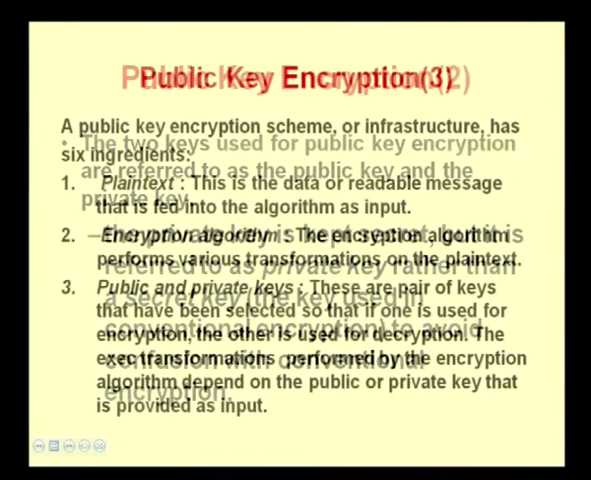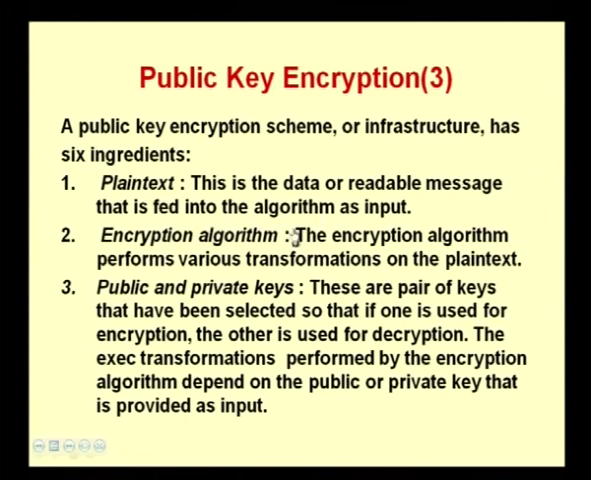Okay. Now, a public key encryption scheme has the following six ingredients. One is the plain text, the data that you feed to the algorithm as input. Then you have the encryption algorithm. This is the actual algorithm which performs various transformations on the plain text. Then the public and private keys, a pair of keys that have been selected so that if one is used for encryption, the other will be used for decryption.